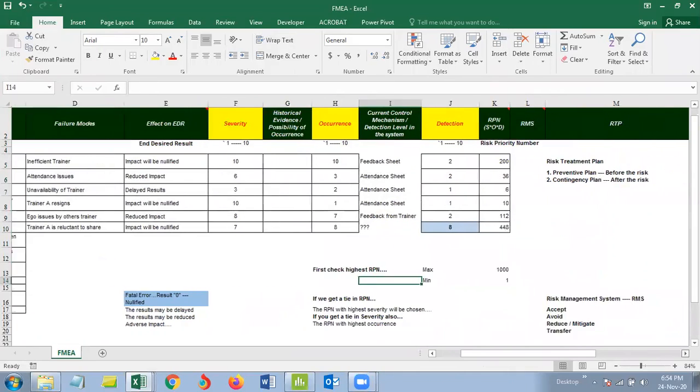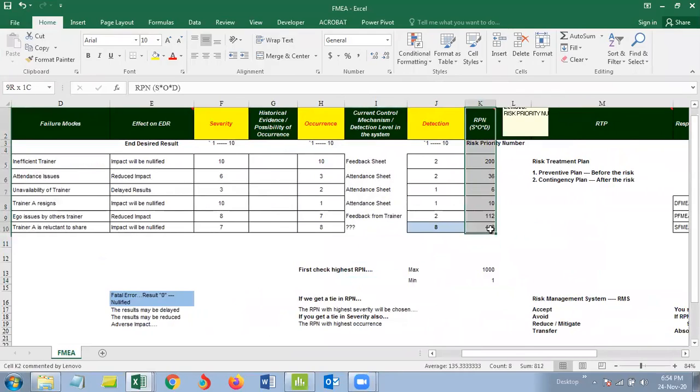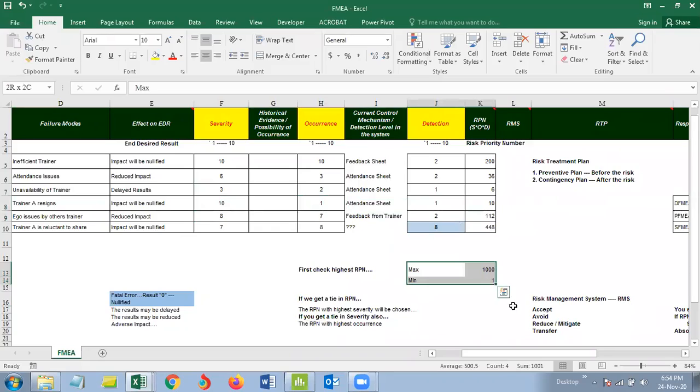Okay, sir. Basis the RPN number, risk priority number, you decide which risk is more important and which risk is less important, and you go ahead and address that risk depending on the risk number. You can get a maximum of 1000 as an RPN, which is 10 multiplied by 10 multiplied by 10, or a minimum of 1, which is 1 times 1 times 1. So you will always get RPN in a range of 1 to 1000. That's the range, global, fixed. You don't change it.